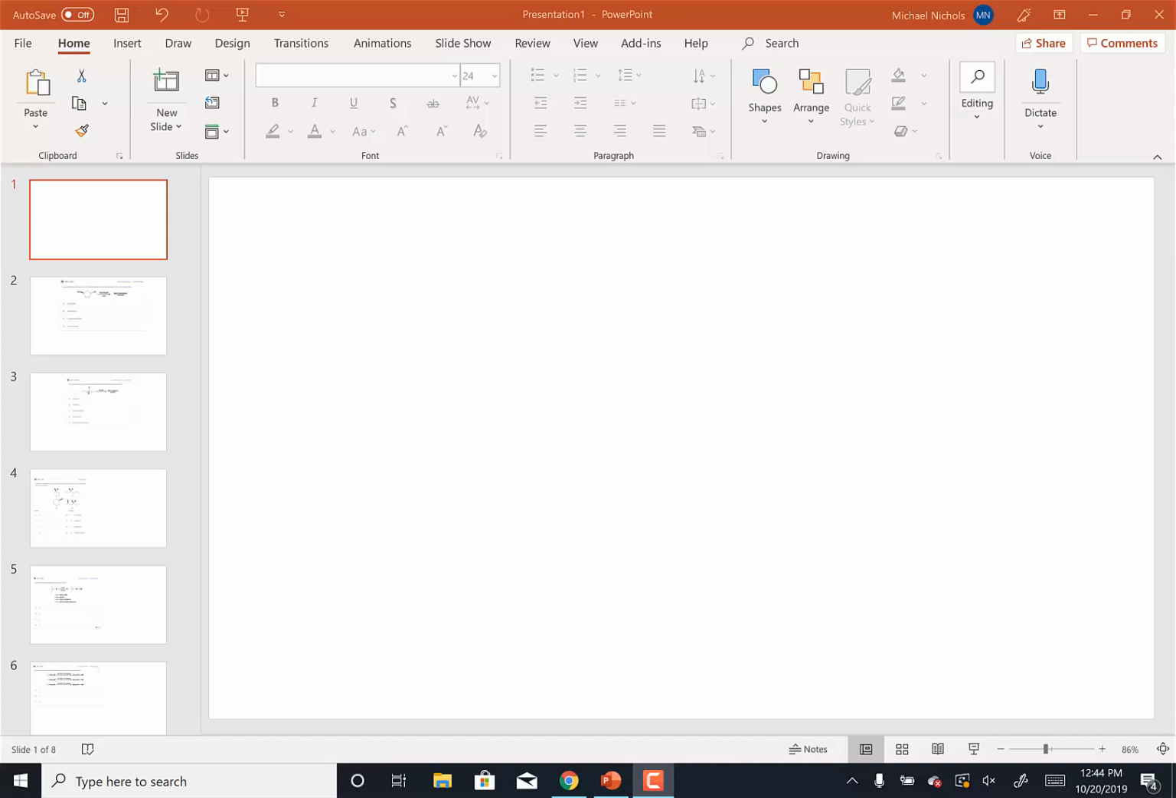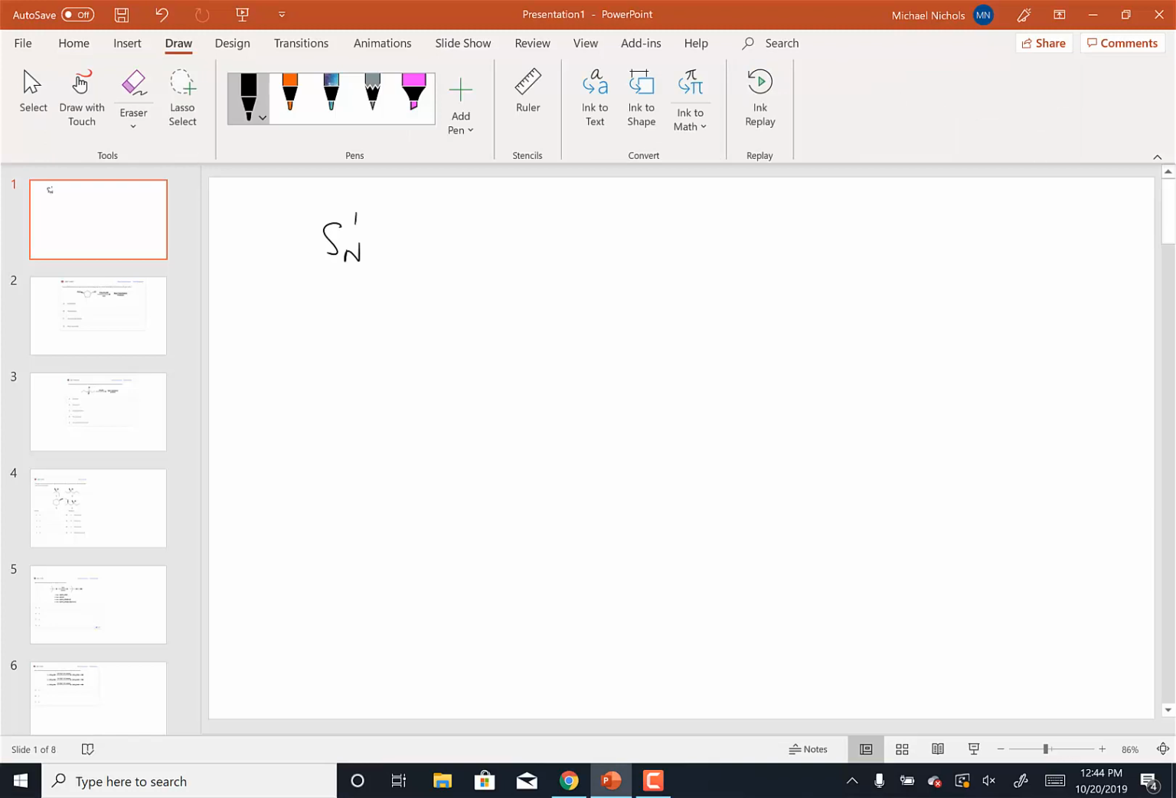Okay. First thing to do is to provide a little bit of a brief background on what the SN1 mechanism is and how that would affect the stereochemistry of different products. So let's go over that briefly.